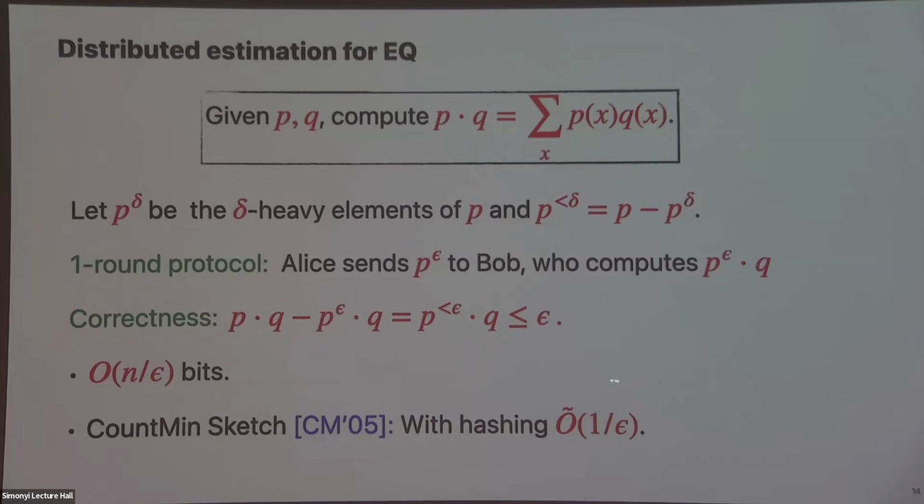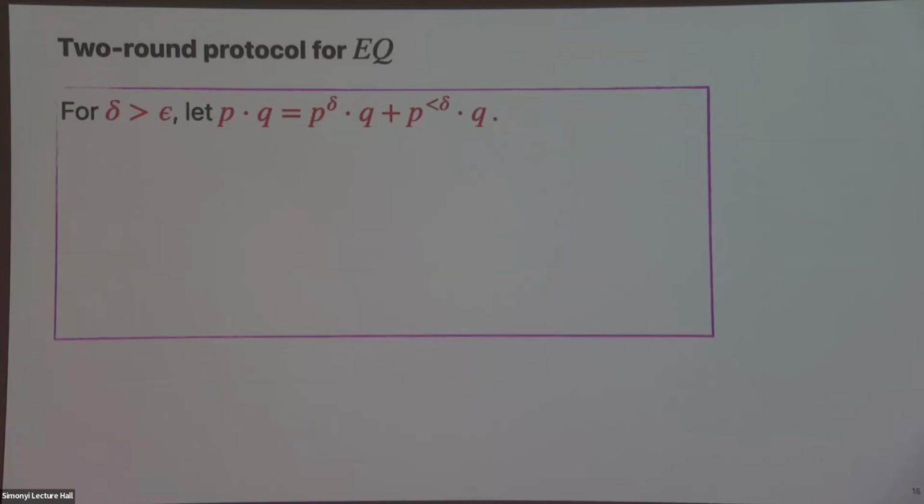So in one round, you can do 1 over epsilon. What happens when you have multiple rounds? Okay, so here's a 2-round protocol. We're going to start with the same decomposition into head and tail, but we don't want to send the entire head. We don't want to send 1 over epsilon bits.